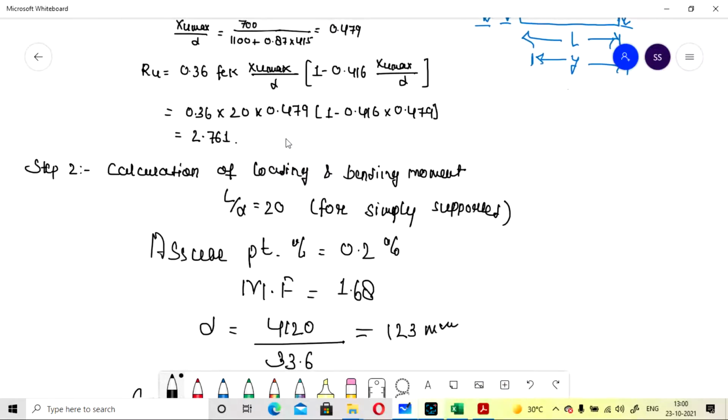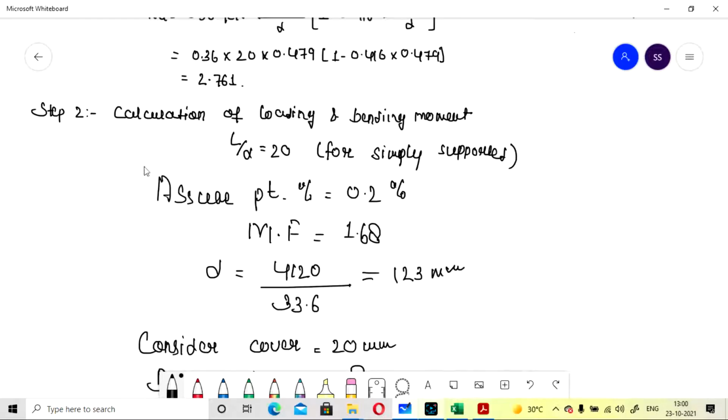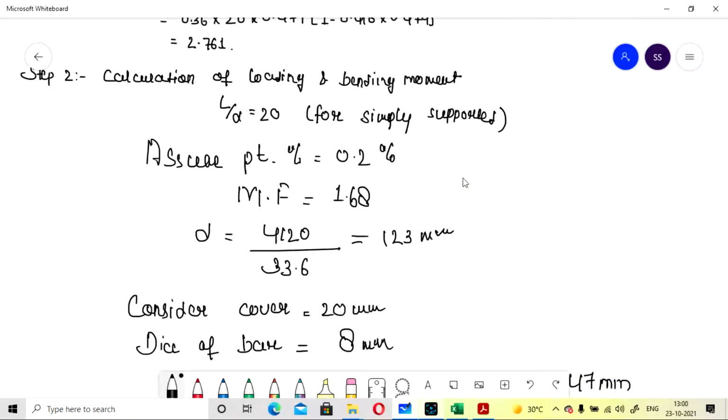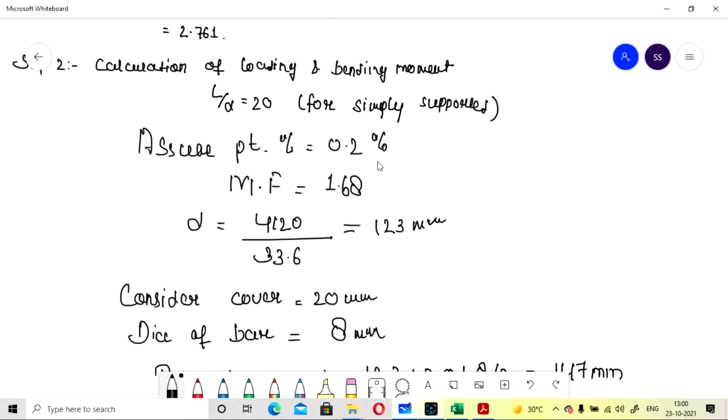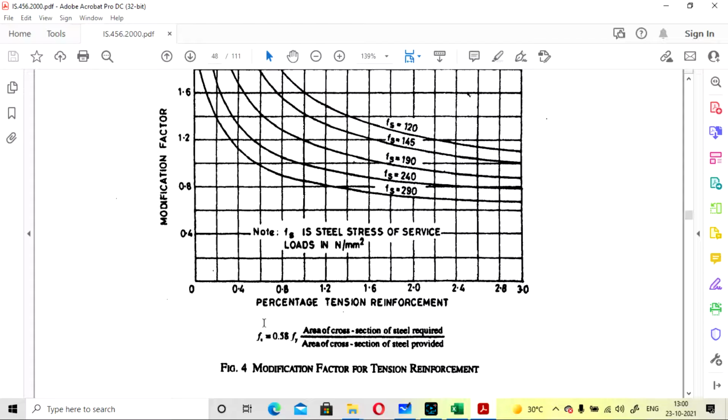Now we are going to calculate the loading and bending moment. Our slab is simply supported, so the L by d ratio will be taken as 20. We have to assume the percentage, so we have assumed 0.2% for the calculation of the modification factor, and it is calculated through the IS code by this graph. It is given on page number 38. fs is equal to 0.58 fy times area of cross section of steel required divided by provided. This value is still not calculated, so we are going to take both of the values as 1.